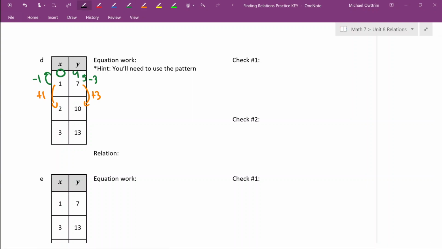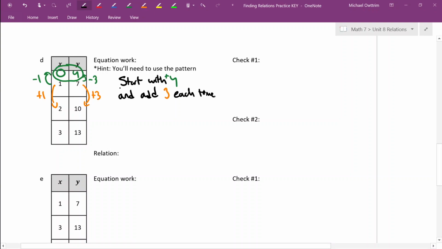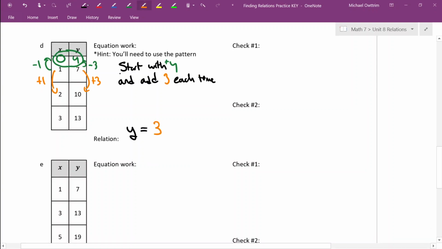Okay, so I can say that I'm going to start with my 4, and that is positive 4, I should say, and we have to add 3 each time x goes up by 1. So for my relation, that's going to be my y equals, my change each time is going to be my coefficient, then my x, and then what I'm starting with is my constant, so that will be my plus 4.